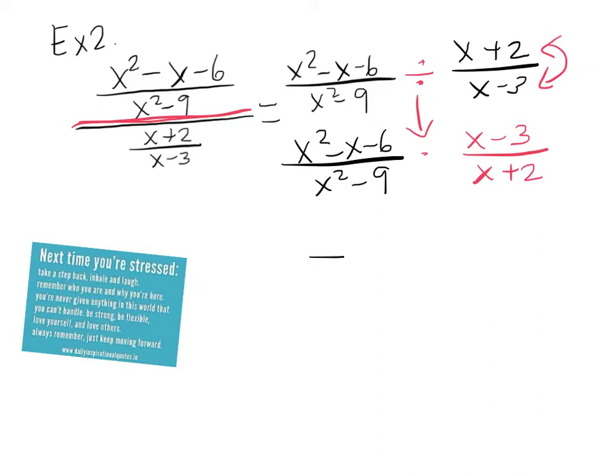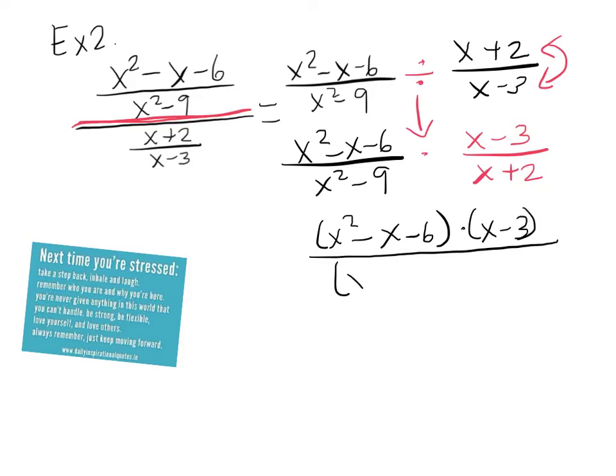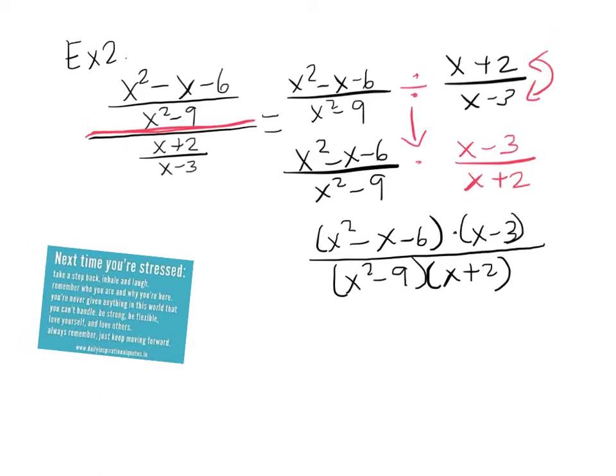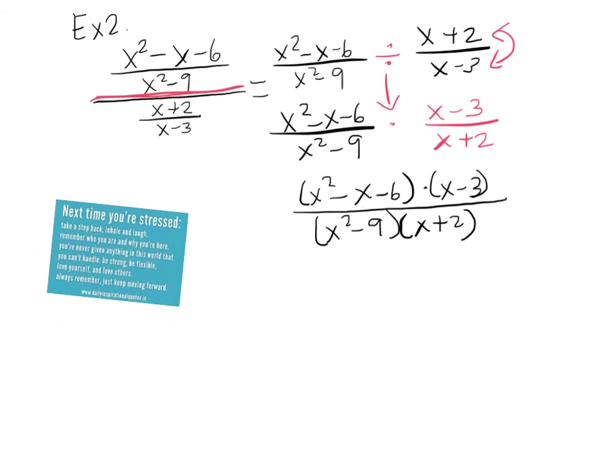Now I'm going to put these on one term, and I have this guy, x squared minus x minus 6 multiplying across times x minus 3, and I have x squared minus 9 times x plus 2 in the denominator. Now at this point I need to ask myself, can I factor any of those parts?